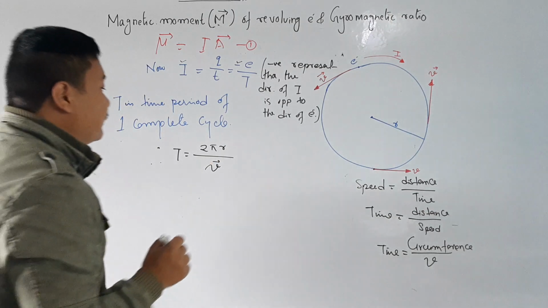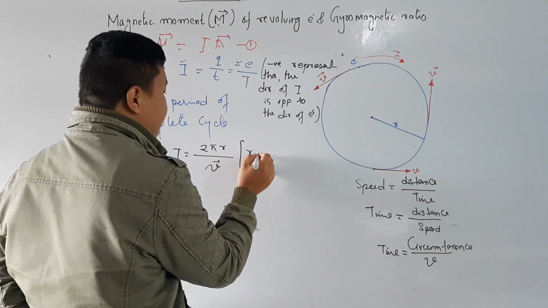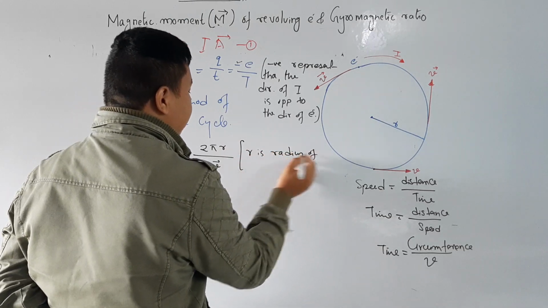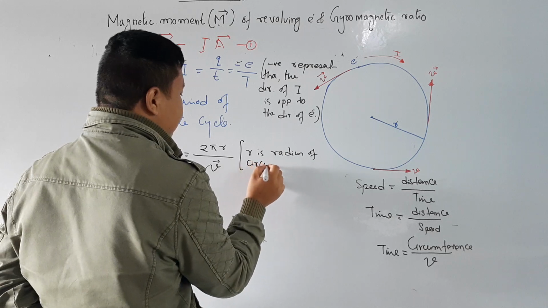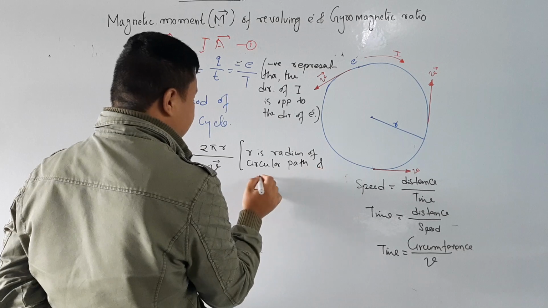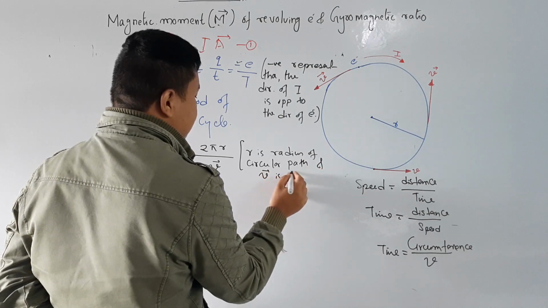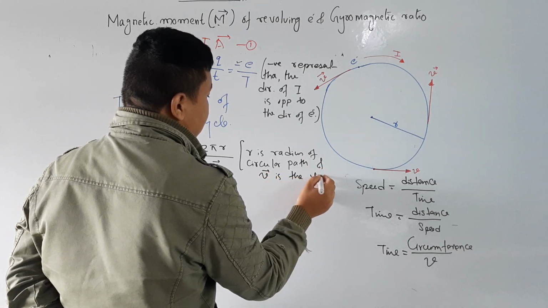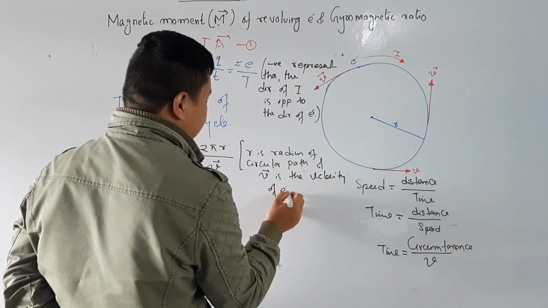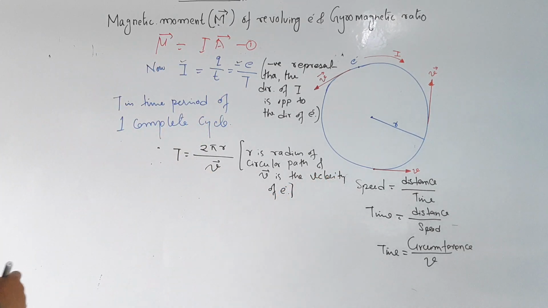Understood? So you have to write here, where r is the radius of the circular path, and velocity is the velocity of the electron. So this is the thing.